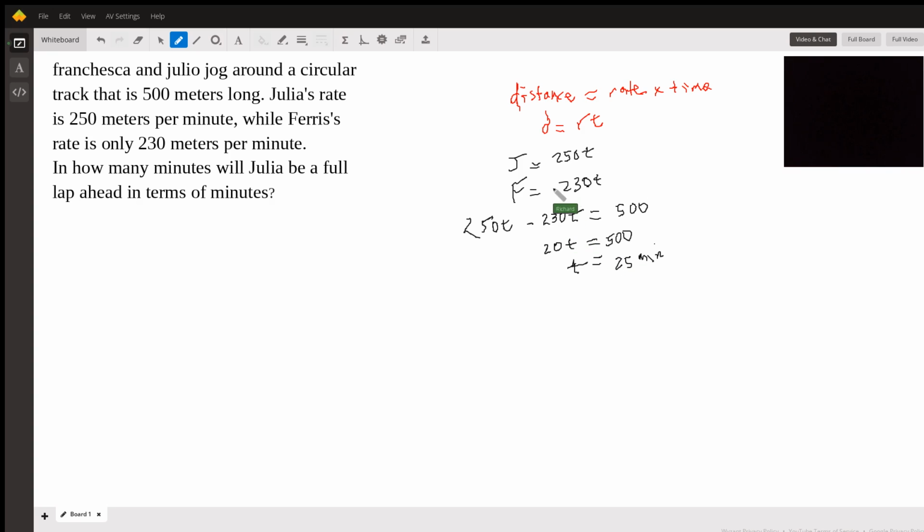That's it. So just remember, distance equals rate times time, and be on the lookout for these because they're very, very common.